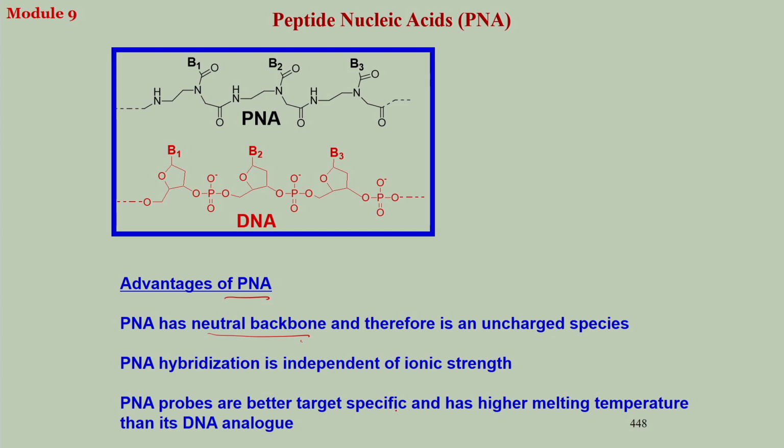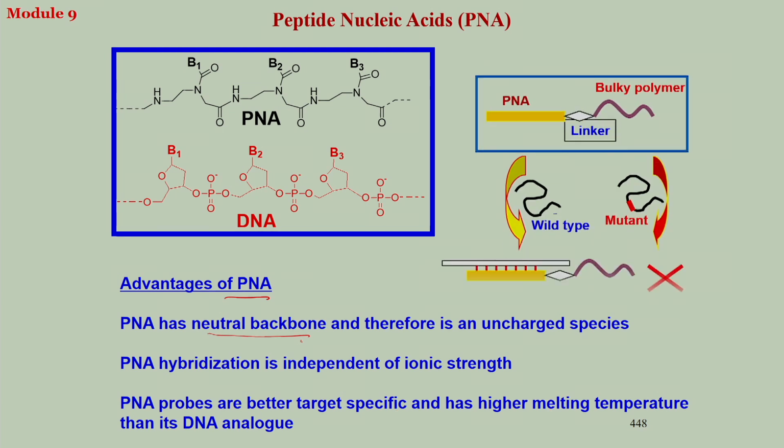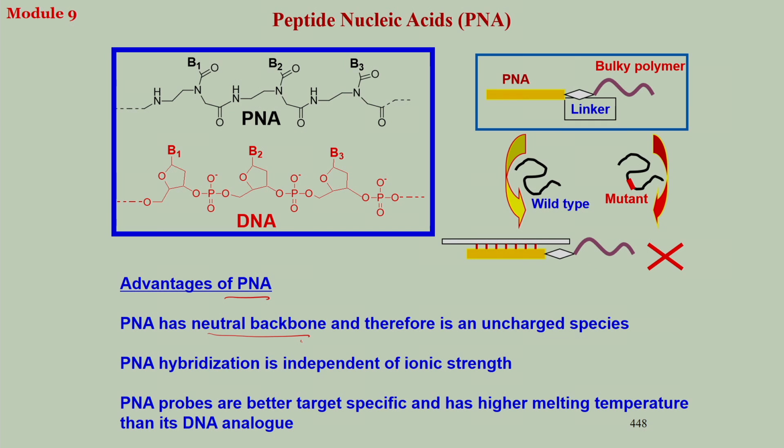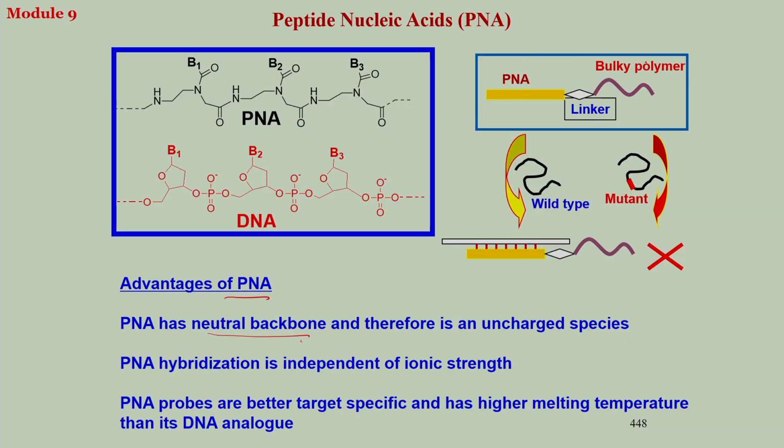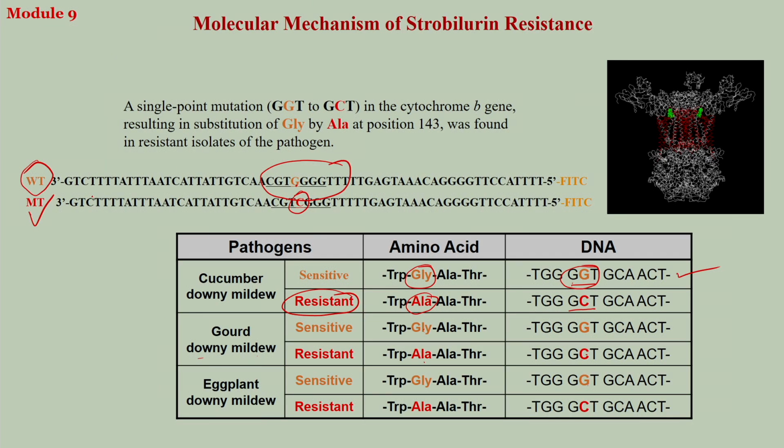PNA probes are better target specific and have a higher melting temperature than their DNA analogues, which have already been discussed. Now, what we have done is I will show you a change of modifications, that we have a PNA and that we have attached with a polymer which is of heavier weight. So, it will make the whole thing bulky. And now, if you have the wild type DNA and the single mutated DNA, we have taken this DNA, this is the wild type with the parent genomic sequence and then the mutated with the single point mutation sequence.